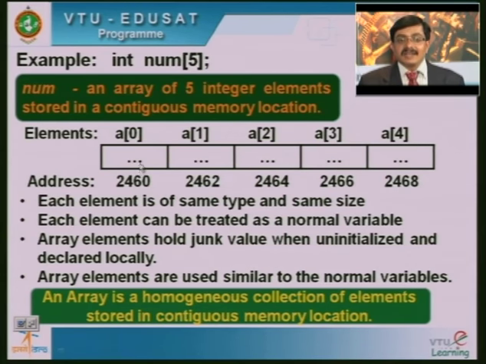It is not like A of 0 is stored at something like 2460 and A of 1 is stored at some other address like 3000 and so on. They are in a continuous memory location, right? So this we define as: an array is a homogeneous collection of elements stored in a continuous memory location.